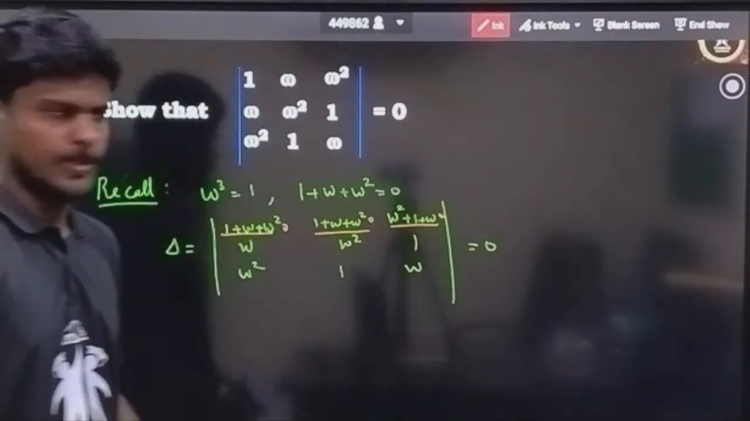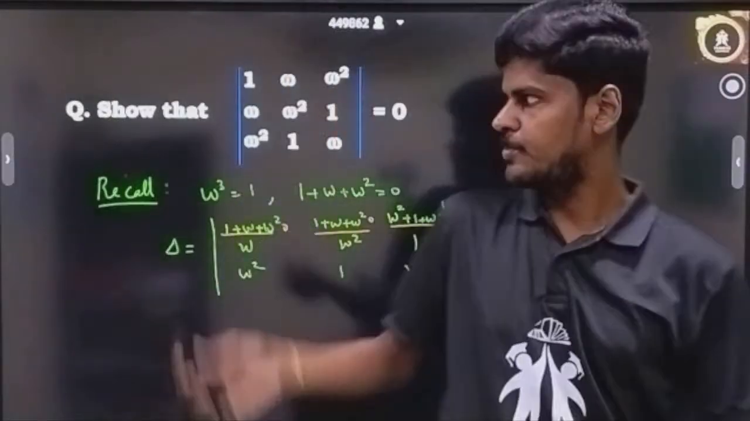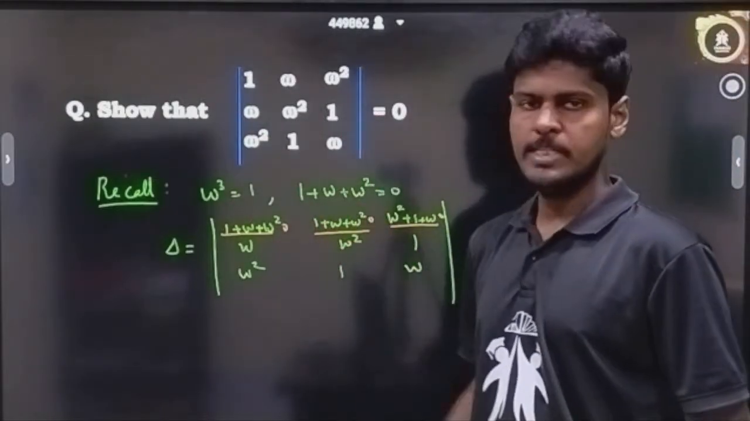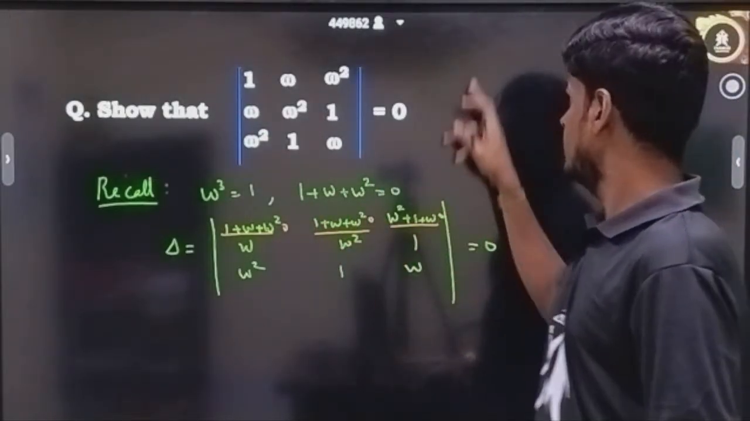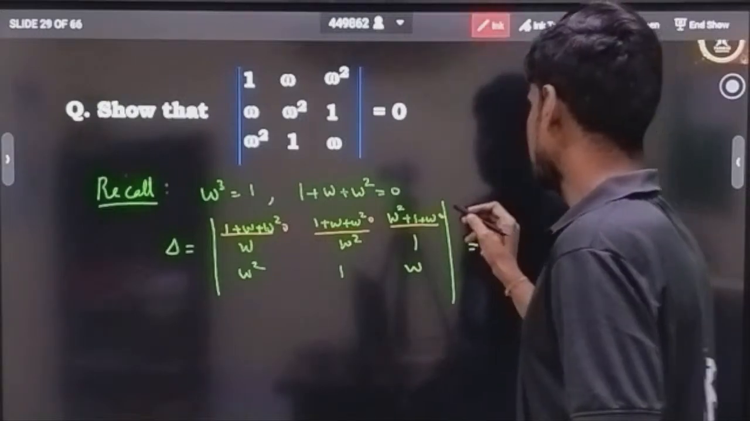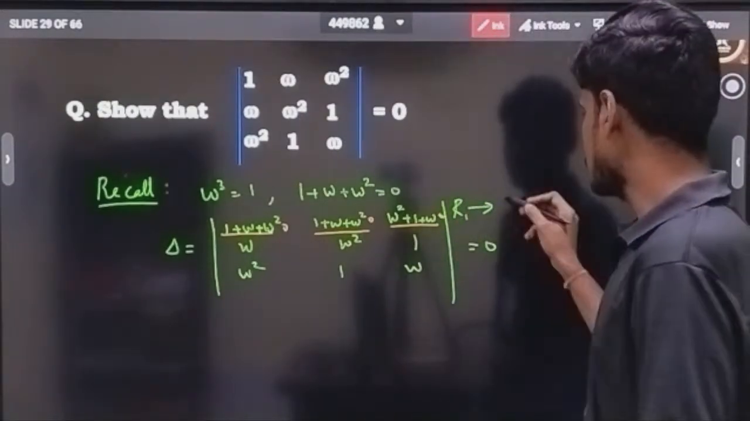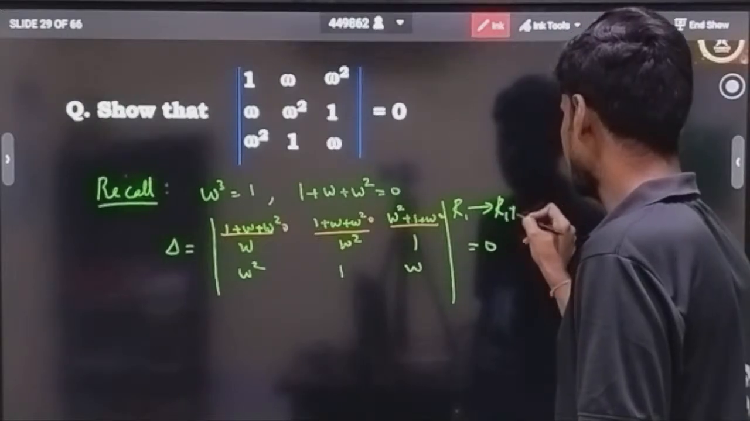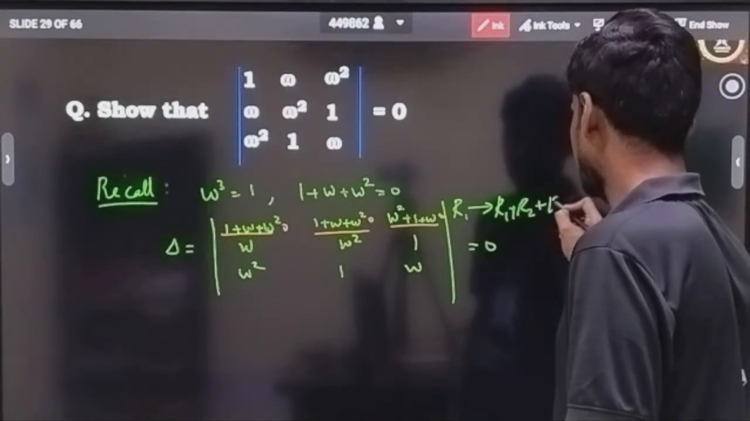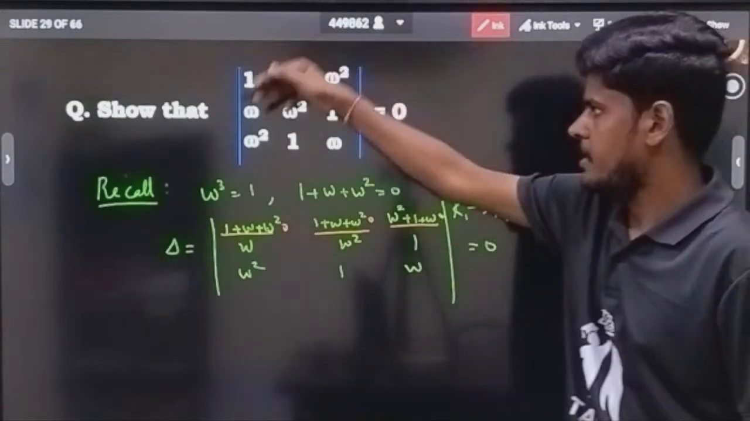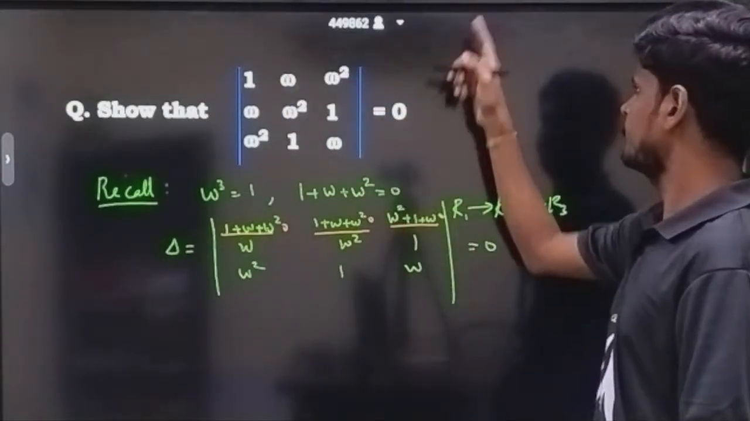This is one way to prove this for this question. Or we can also add column wise. Here, what did we do? We transformed R1 to R1 plus R2 plus R3. This is the transformation we have applied. Add all the rows.